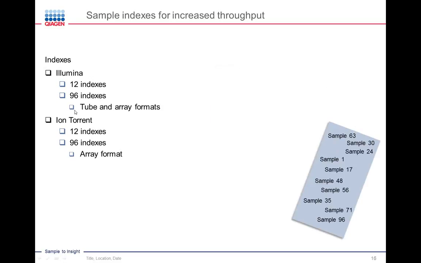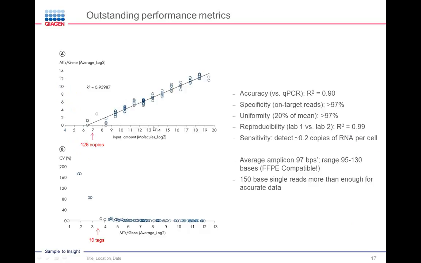Because they are sample indexes, you can multiplex again up to 96 samples on the same flow cell or the same chip for IonTorrent platforms.